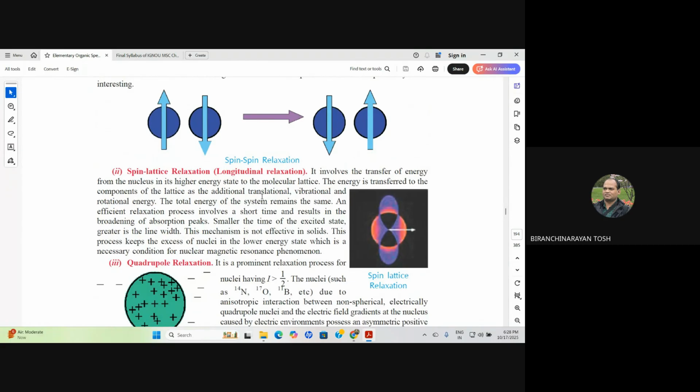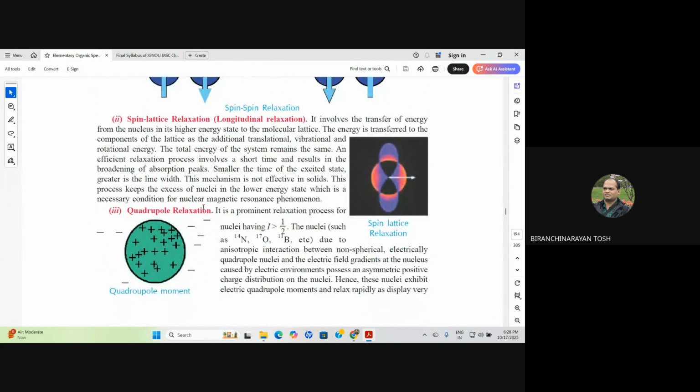Lattice means the molecular surroundings. It involves the transfer of energy from the nucleus in its higher energy state to the molecular lattice, not to another proton or another nucleus. It will relax the energy to the lattice as a whole, or to the molecule. So that is spin lattice relaxation.